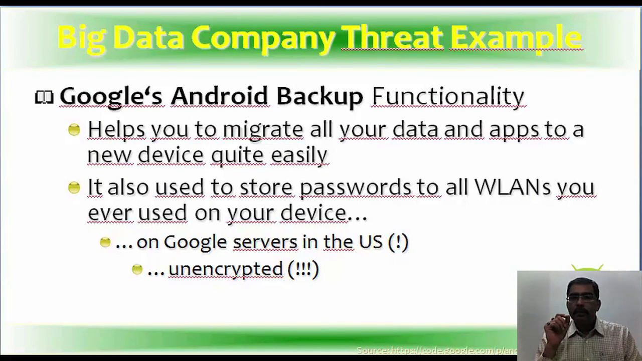Now we come to a big data company threat example: Google's Android backup functionality. It helps you to migrate all your data and applications to a new device quite easily. The same is the case with iOS also. It also is used to store passwords to all WLANs that you ever used on your device. So when you configure it, it still stores there. And everything is stored on the Google servers in the US unencrypted. Imagine a situation where somebody gets hold of this data. The same is possible with Apple devices also.